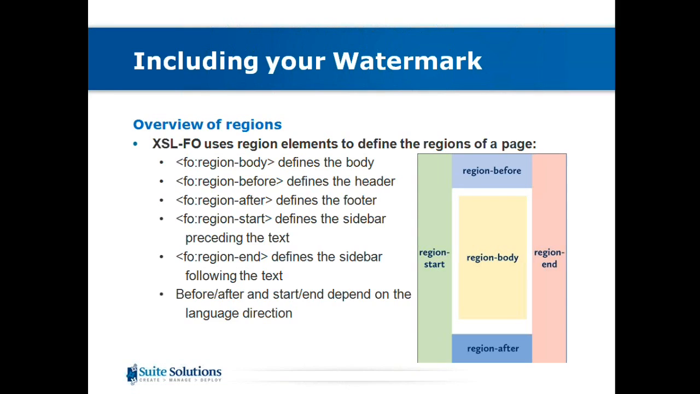The middle section, FO region body, defines the body. FO region before is the header. FO region after is the footer. FO region start is the sidebar preceding the text. FO region end is the sidebar following the text. I specifically am noting preceding the text and following the text and not left and right, because this depends on language direction. This is how it would look in a standard left to right language. In a right to left language, it would be flipped with region start on the right and region end on the left.